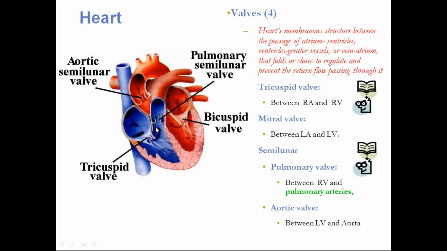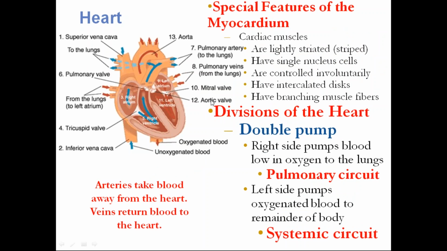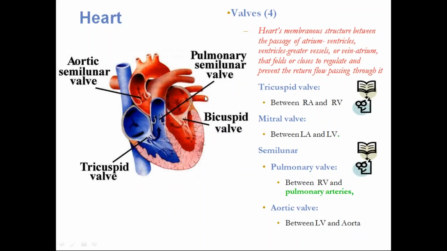So we have deoxygenated blood, and then when the blood is oxygenated by the lungs, they are going to come back through the pulmonary veins.